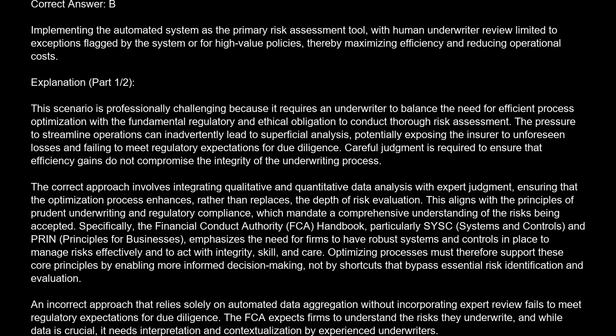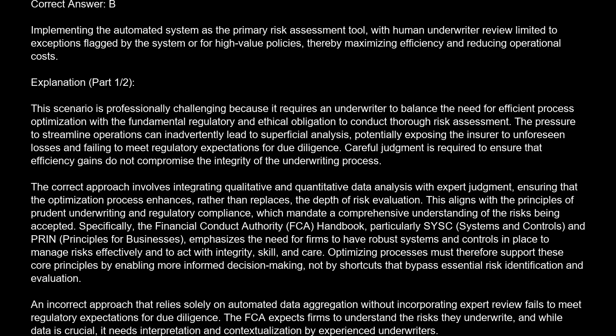Explanation. This scenario is professionally challenging because it requires an underwriter to balance the need for efficient process optimization with the fundamental regulatory and ethical obligation to conduct thorough risk assessment. The pressure to streamline operations can inadvertently lead to superficial analysis, potentially exposing the insurer to unforeseen losses and failing to meet regulatory expectations for due diligence. Careful judgment is required to ensure that efficiency gains do not compromise the integrity of the underwriting process.